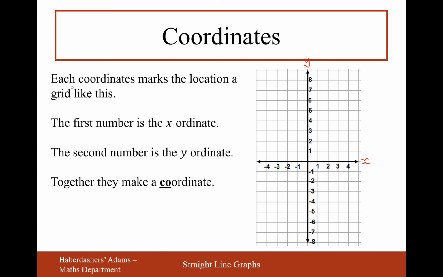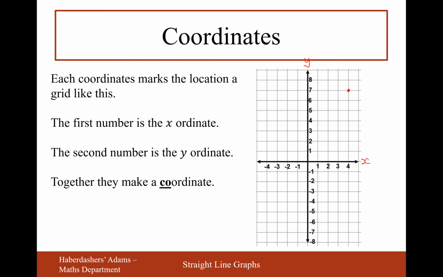And each coordinate marks the location on a grid like this. You're actually marking the crosshairs of the lines rather than the boxes. Sometimes at primary school they teach you that the box is the coordinate. That's not strictly true. It is the point that is the coordinate, not the box. So this point up here is a coordinate of 4 across, 7 up. The first number is the x-ordinate, the second number is the y-ordinate, and together they make a coordinate. So that's what the term ordinate means.